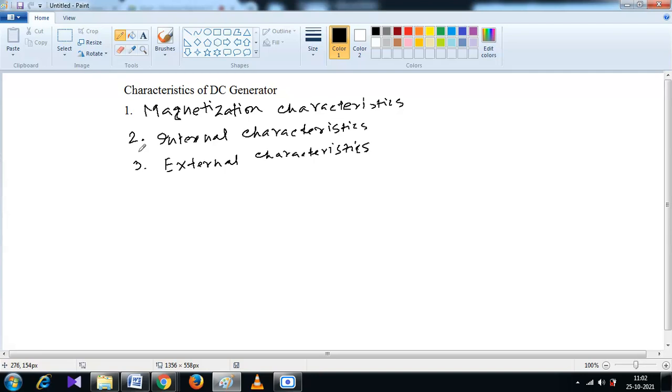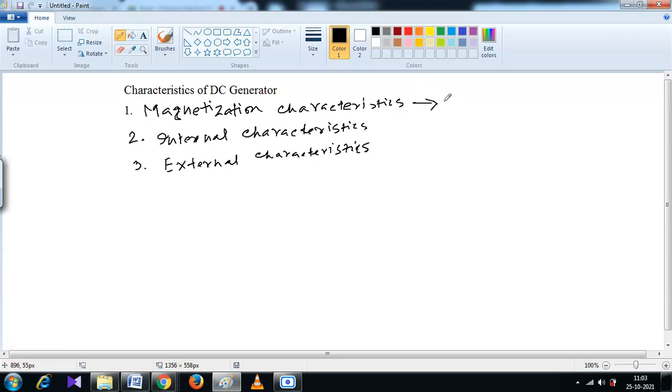What are these? Ganesh, tell me what are the characteristics of DC generator? Magnetization characteristics, internal characteristics, and external characteristics. Good.